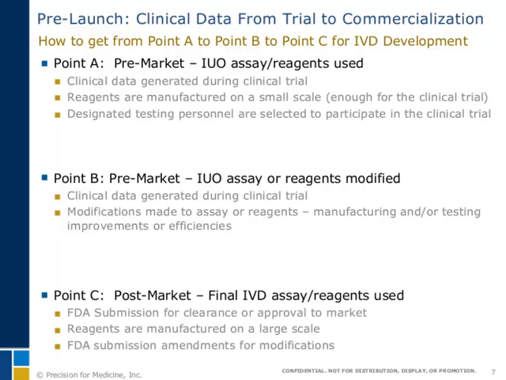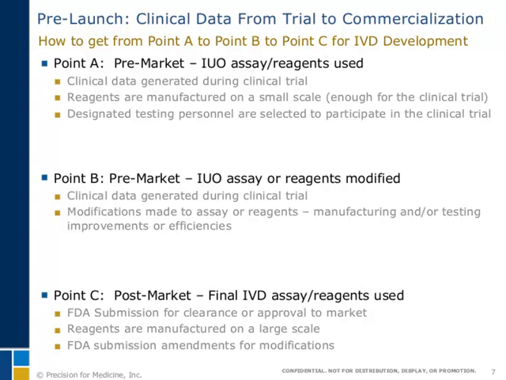Point C is now you're ready to launch. You've launched the product. This is your final IVD assay. You've got FDA approval or clearance to market it. You're now marketing it, manufacturing it on a larger scale, and you are making improvements to the manufacturing or to the assay. And so there's an FDA submission amendment for those modifications.